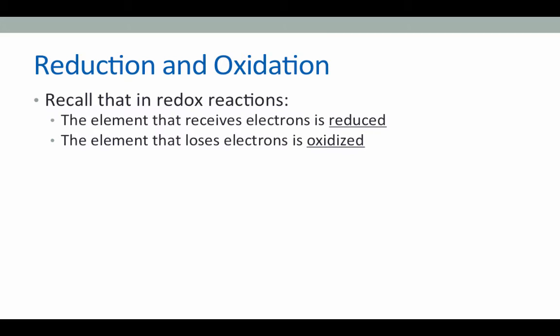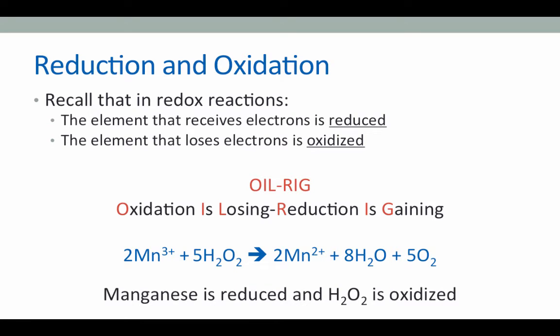Once again, a reminder that in redox reactions, one element receives electrons and is thereby reduced, and another element loses electrons, and we call this oxidized. So in today's redox reaction, the manganese from our potassium permanganate is going to be reduced, and the hydrogen peroxide will be oxidized to water and oxygen gas.